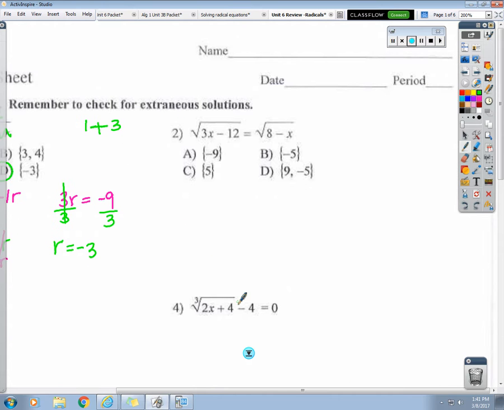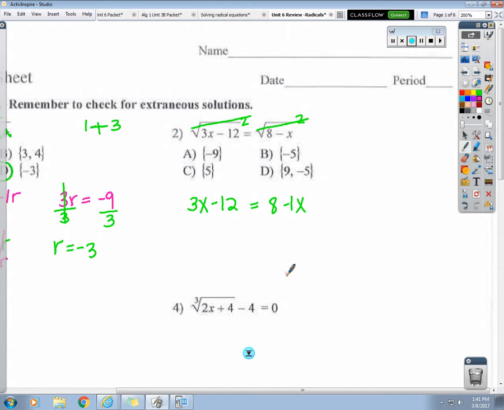Alright, number 2. Same kind of problem. What do I do first? Square it to get rid of this square root. But if you square one side, you must square the other, and that works out nicely for us with this problem because it gets rid of that square root as well. Now on the left, I have 3x minus 12, and on the right, I have 8 minus x, and for some of you, it will help you to go ahead and write the 1 right there. Not everybody needs that, but some people it helps to see the 1.